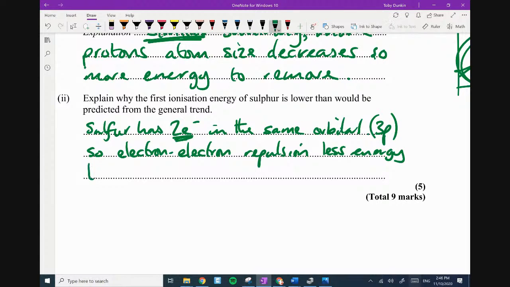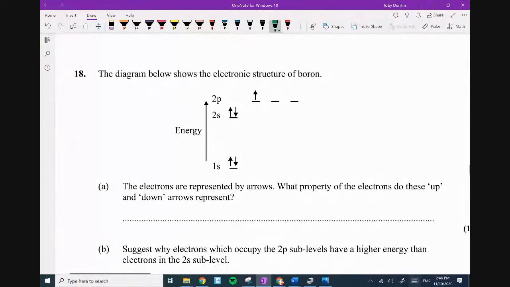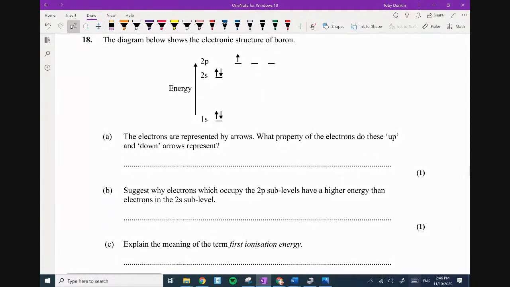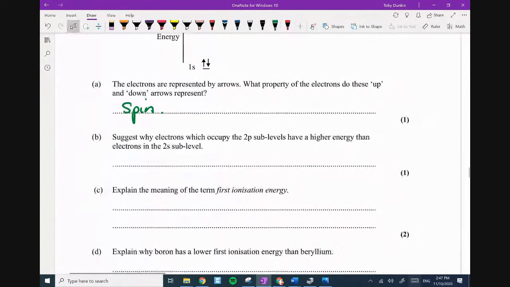Moving on. I like it. Next. Okay. The electrons are represented by arrows. What property does up and down represent? Spin. Next, suggest why electrons which occupy the 2p subshell have a higher energy level than the electrons in the 2s subshell. They're further from the nucleus. That's easy enough.